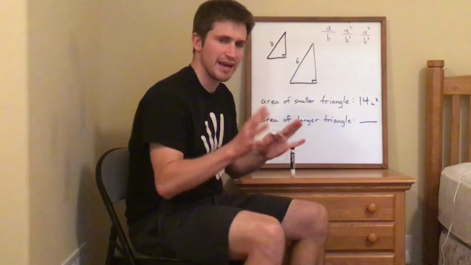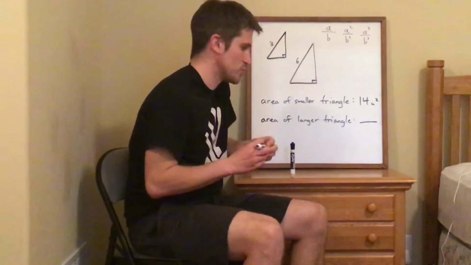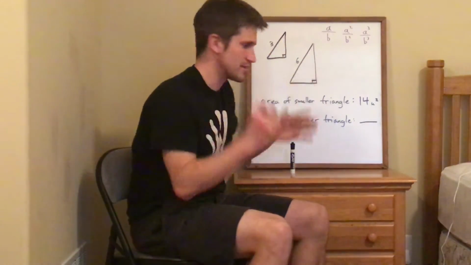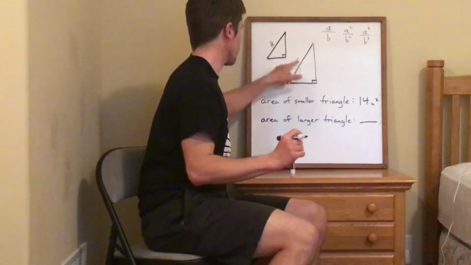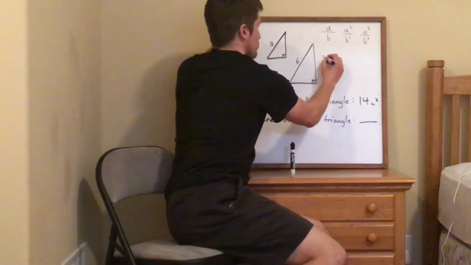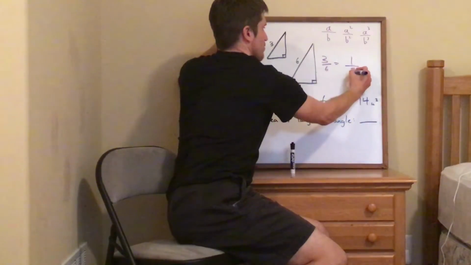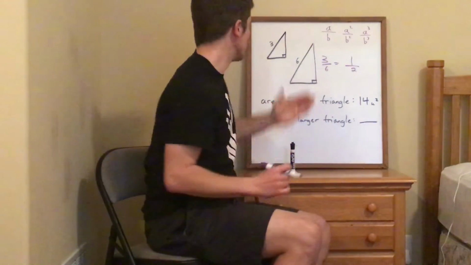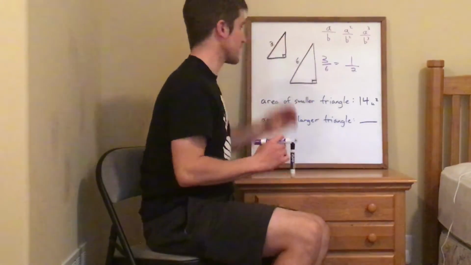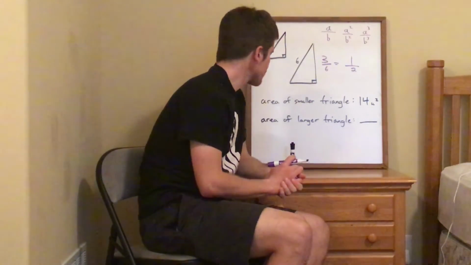Step 1, find the A to B ratio. That's just when we're comparing side length to side length. What's the scale factor? It's a 3:6 ratio. So my scale factor is 1:2. This one's twice as big as that one.